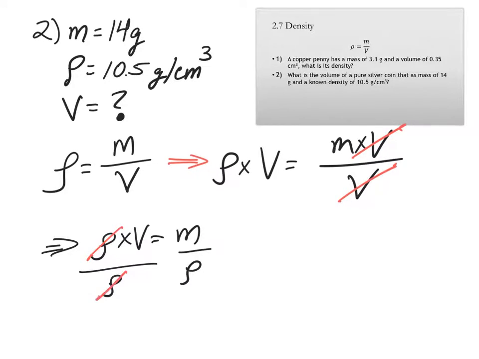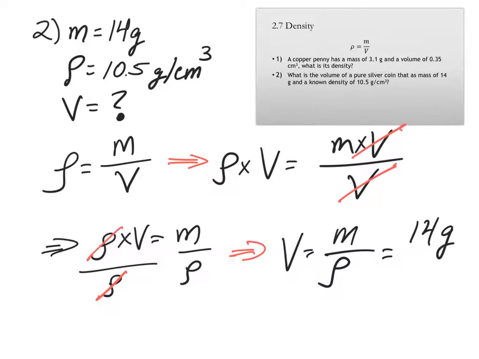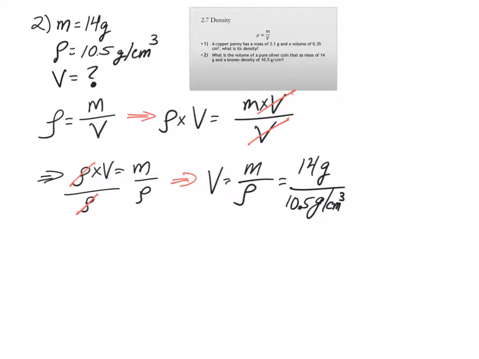Density cancels out density, and you are left with volume equals mass divided by the density. Now you just substitute the values that have been measured into that equation. You've got 14 grams divided by 10.5 grams per cubic centimeter. Your grams will cancel out, and you have cubic centimeters left over.